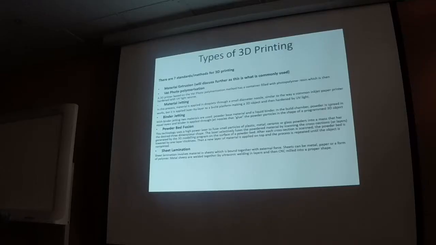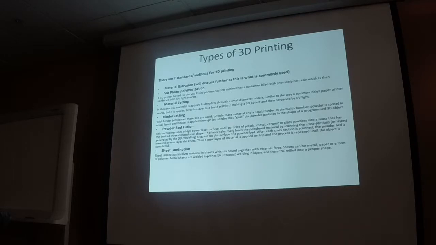I think this method is going to become more popular in the future because it has much more uses for different materials, especially for steel fabrication and things like that. So I think powder bed fusion will be something we'll see more in the future. And then there's sheet lamination. Sheet lamination involves materials in sheets which are bound together with external force. Sheets can be metal, paper or a form of polymer.